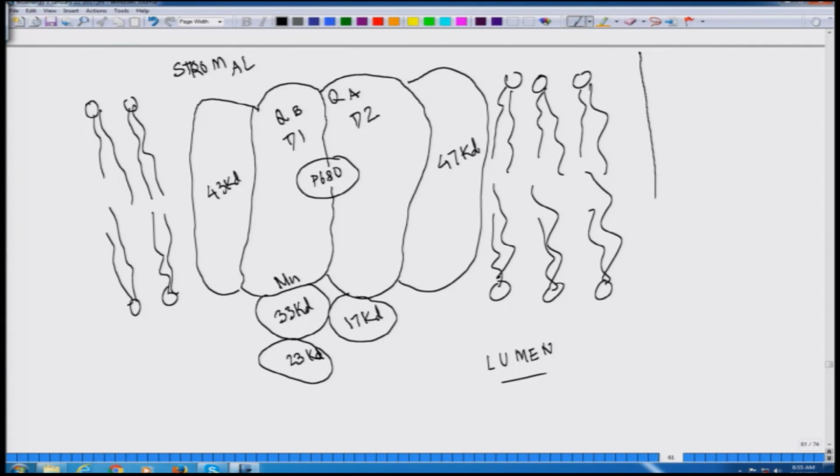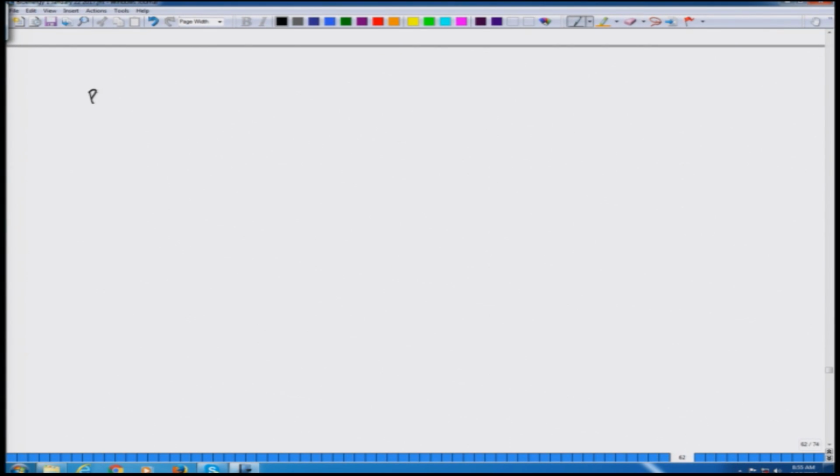So, this is what we talked about as photosystem II. Now, we look at photosystem I. Photosystem I is also similar. So, you have these lipid membranes on which these are embedded.